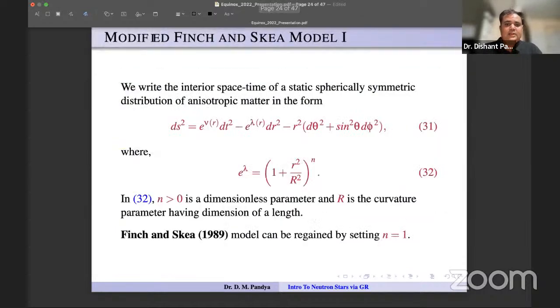So we basically started with the same expression, that was equation number 6. Now I have just changed this equation number to 31. What about 32? Finch and Skea basically gave this part, 1 plus r square over R square only. So Sharma and Ratanpal have worked with this 1 plus r square over R square in anisotropy. In 1989, Finch and Skea made this expression and studied the isotropic part. But in 2013, Sharma and Ratanpal worked with this expression, only 1 plus r square over R square.